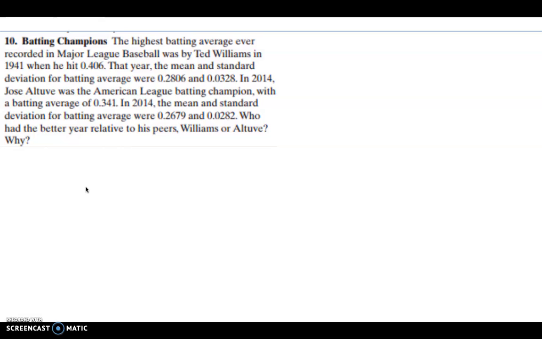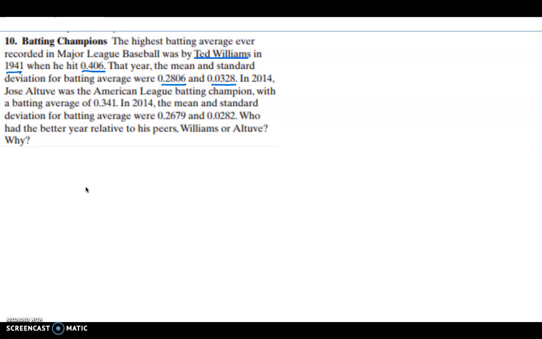Okay. Now let's look at batting championships. The highest batting average ever recorded in Major League Baseball was by Ted Williams in 1941, where he hit a pretty significant 0.406, or 40.6% of the time. That year, the mean was 0.2806 and the standard deviation was 0.038.